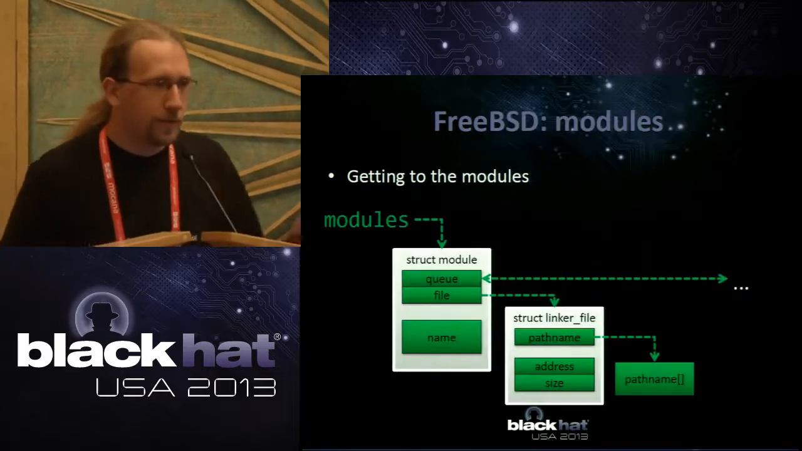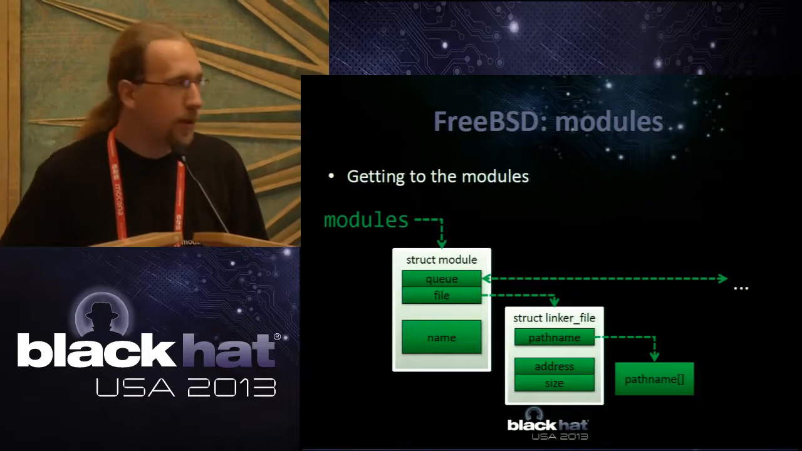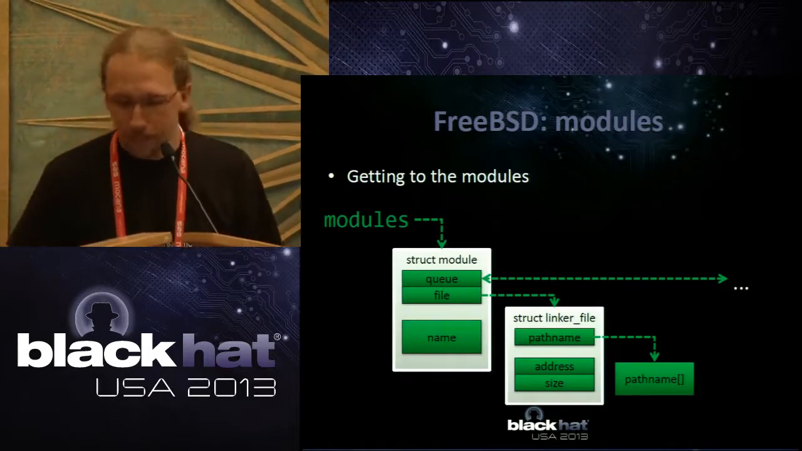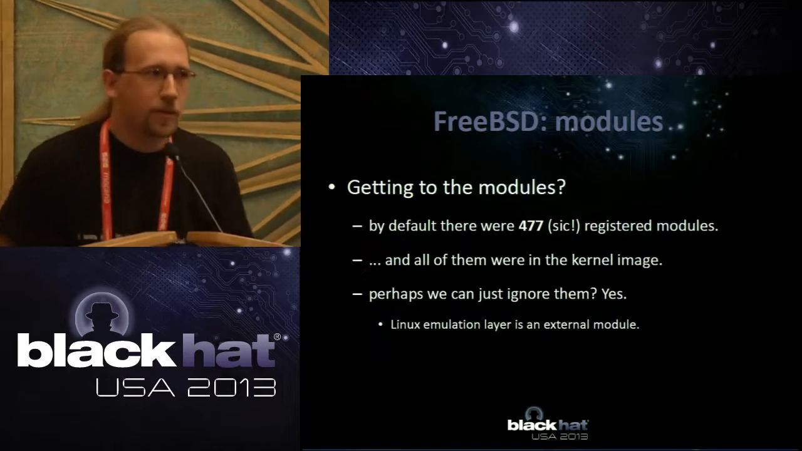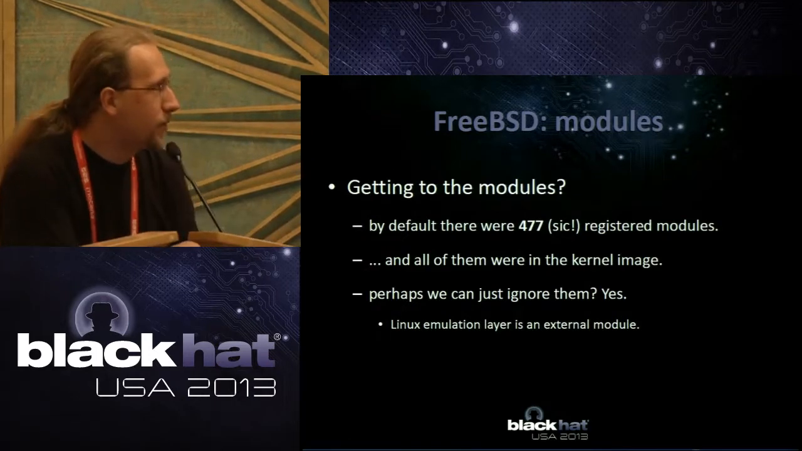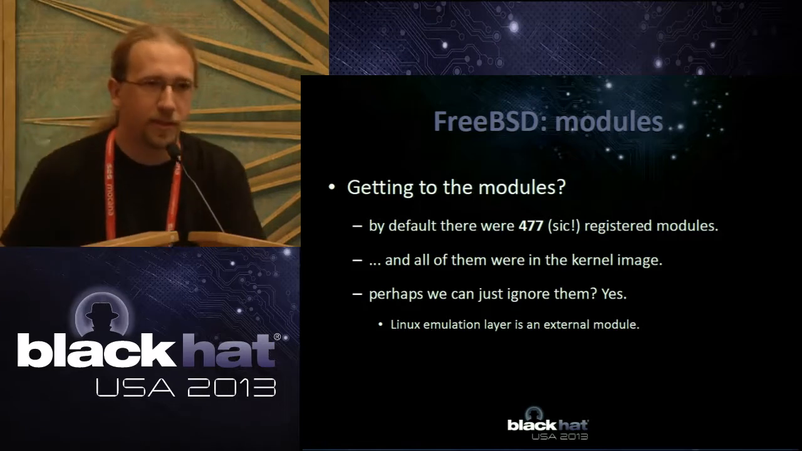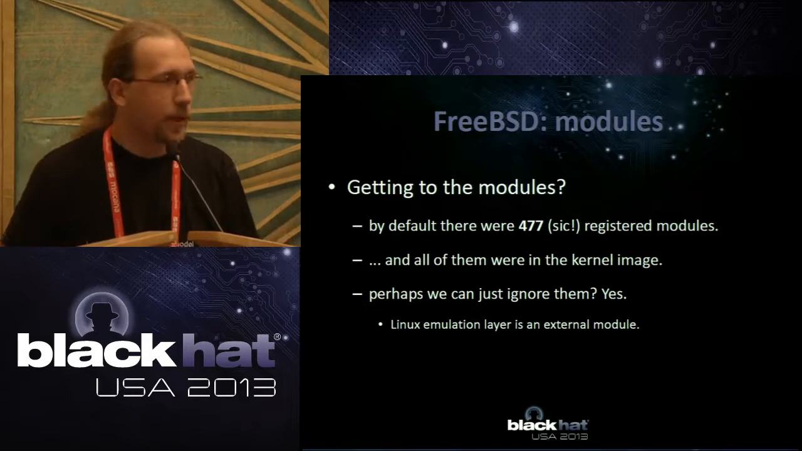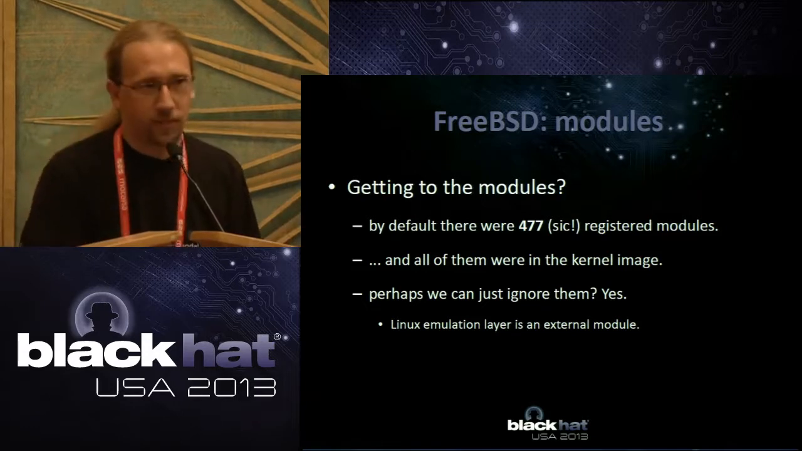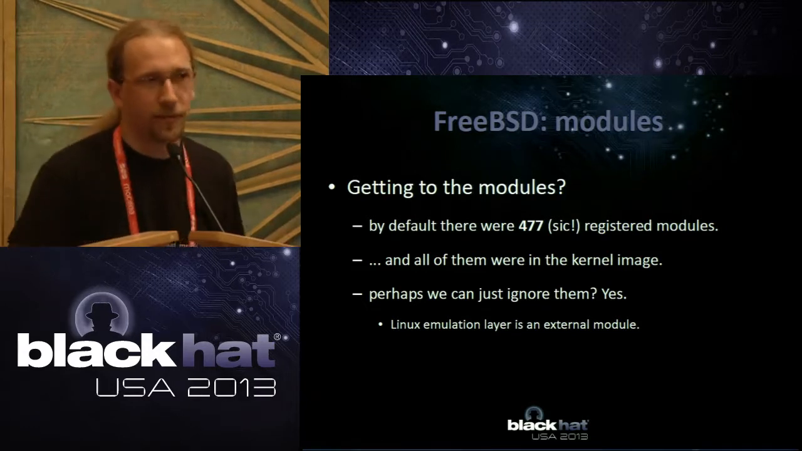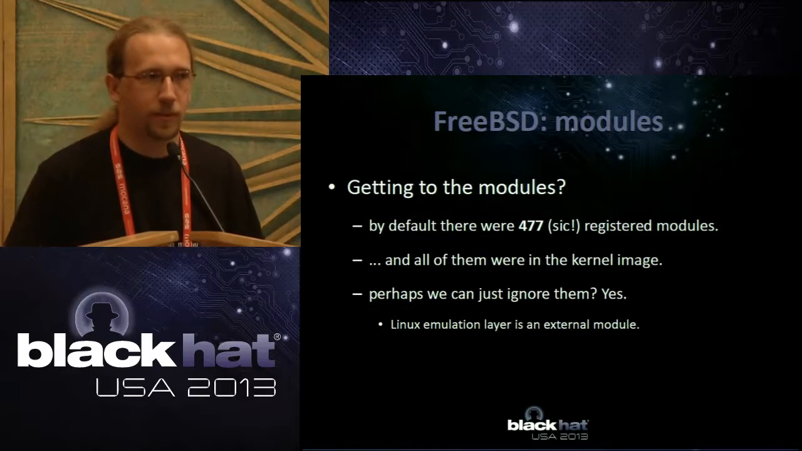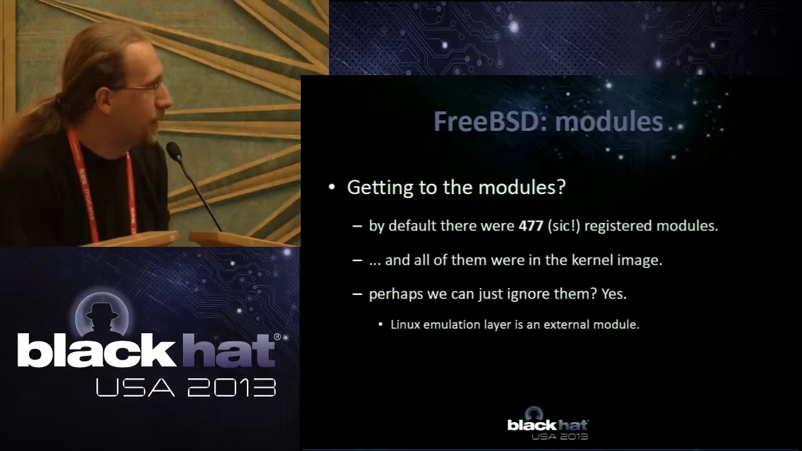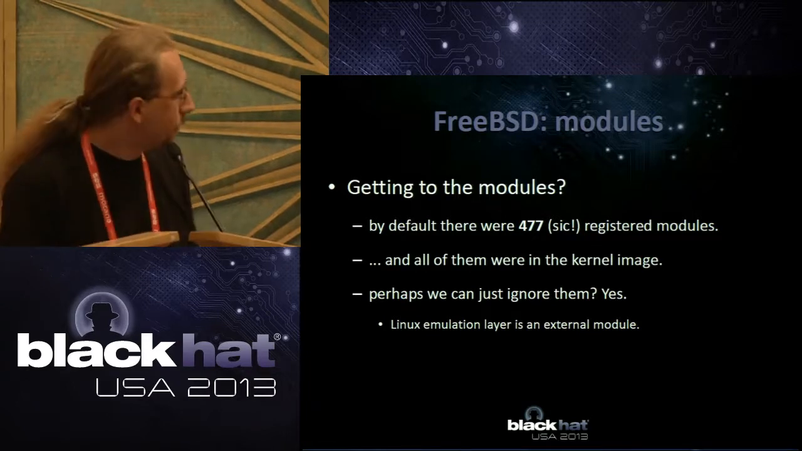And if you would like also to get modules, you can do it like this, same idea as on Linux, some more deep traversing. However, we didn't bother because it turned out there are 477 modules in FreeBSD registered by default. However, each and every one of them is in the kernel image. So we can just assume that everything is in the kernel image and be done with that, and it will really speed up the instrumentation, because we don't have to fetch data for 477 modules.